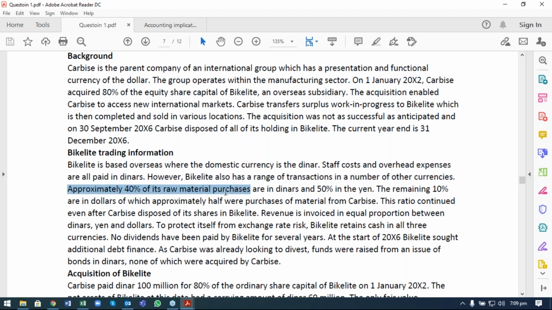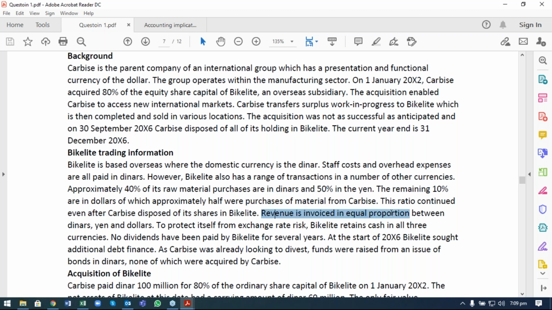Approximately 40% of its raw material purchases are in dinars and 50% in yen. So 40% of the raw material was purchased in dinars, and the other 50% was in yen. The remaining 10% are in dollars, of which approximately half were purchased from Carbise, the parent company. So only 5% of the raw material was purchased from the parent company. This ratio continued even after Carbise disposed of its shares in Backlight.